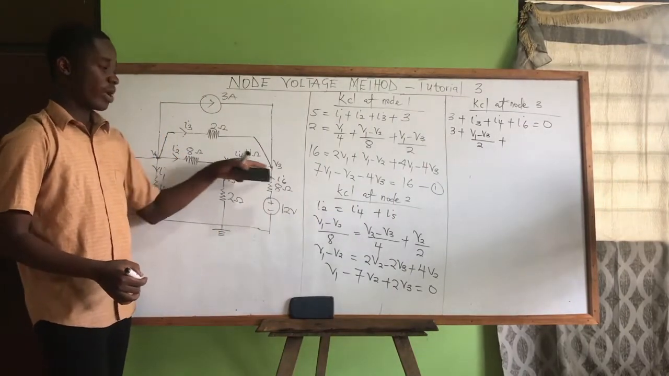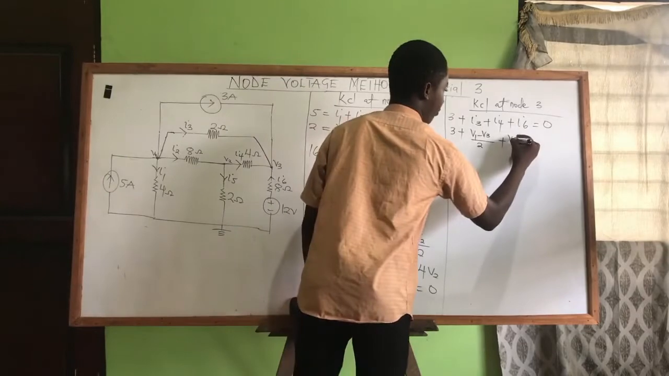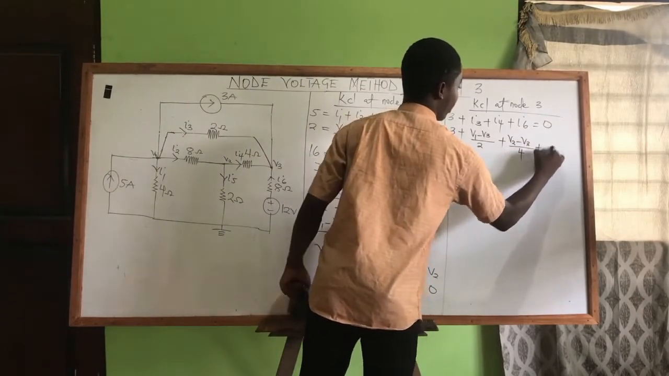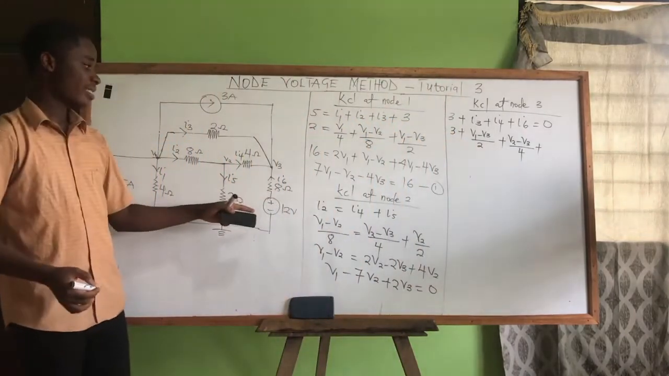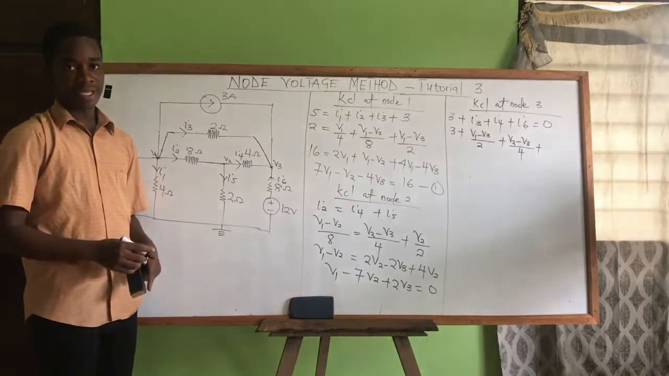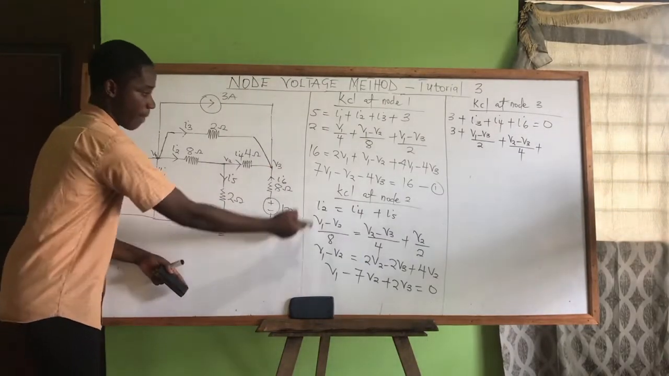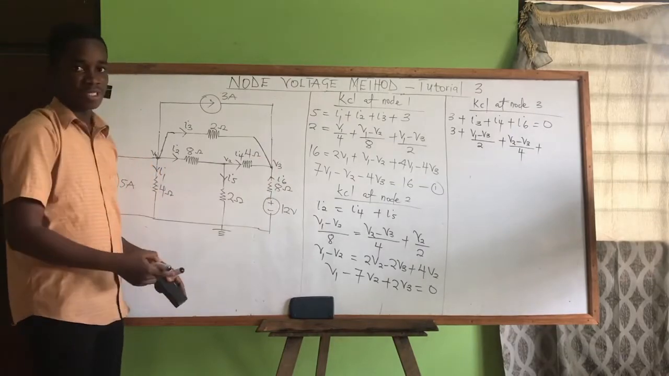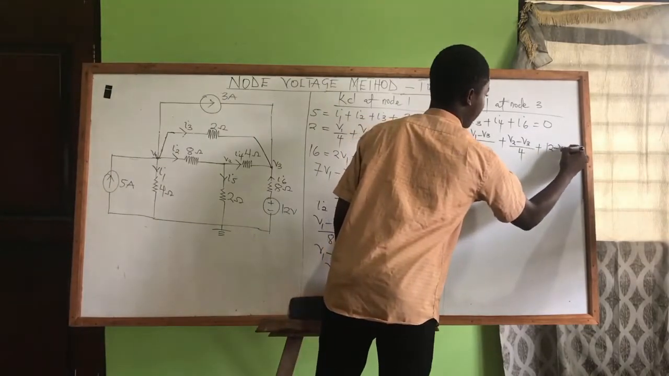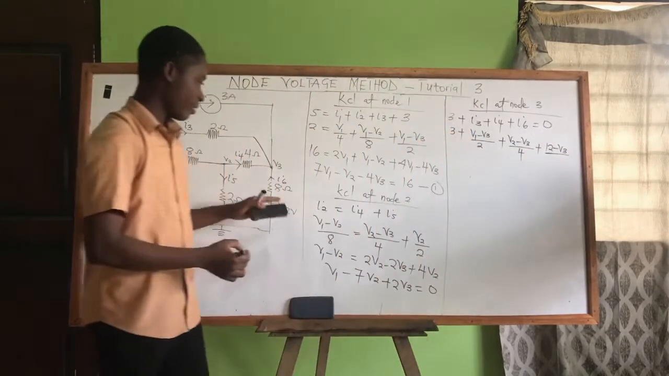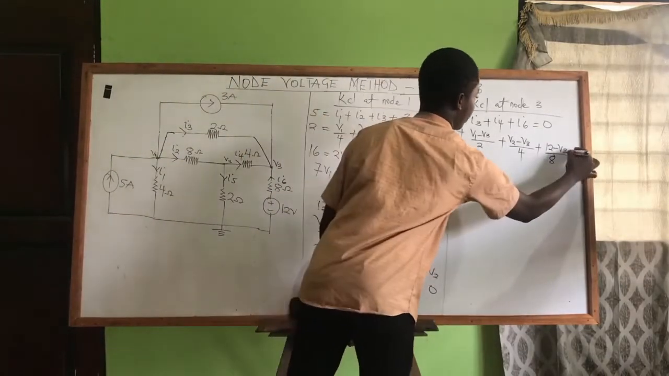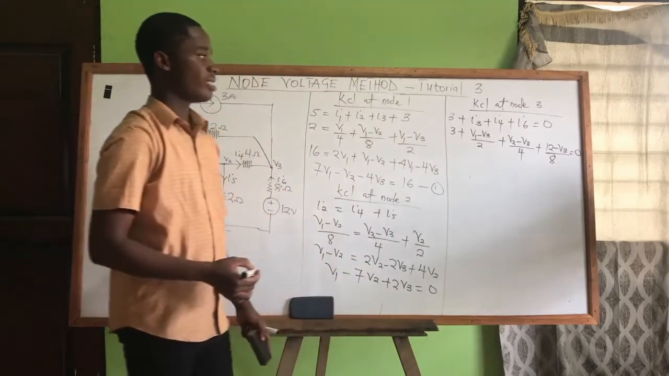I4 is from V2 to where? V3. So we have V2 minus V3 over resistor 4, plus I6. I6 is starting from where? The 12 volts to the node V3. Or you can say 0 minus V3 plus 12, which is the same as 12 minus V3, over resistor 8. Good. Is equal to 0.